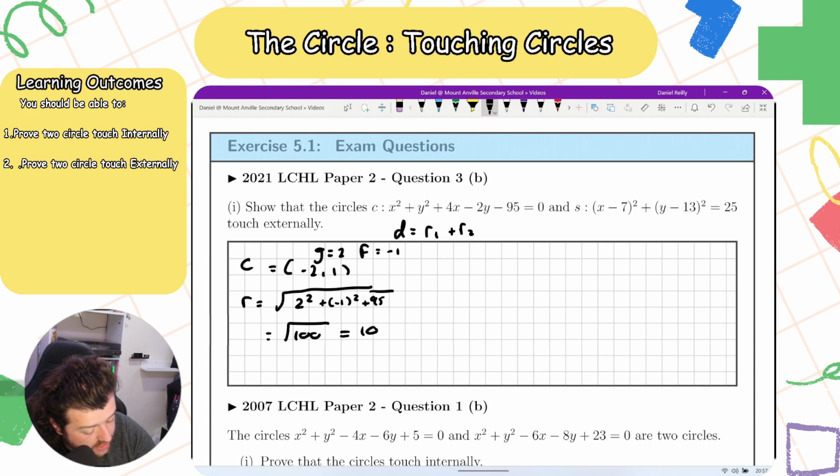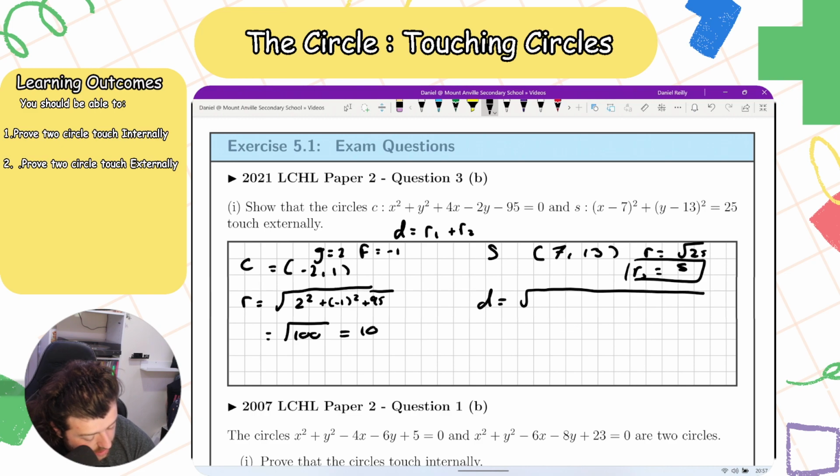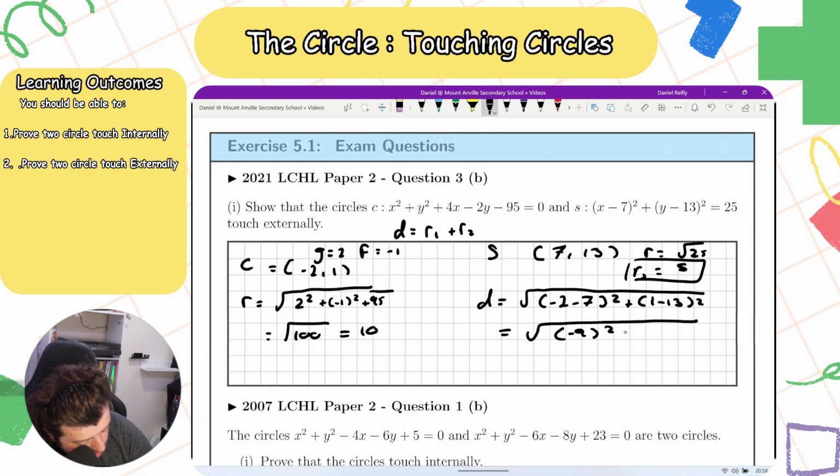Then this circle here, this is actually way easier. My center is going to be (7, 13) and my radius is going to be root 25, which is equal to 5. So there's my radius, r2. My center point, let's calculate my distance. My distance between the two center points is going to be equal to (-2 - 7) squared plus (1 - 13) squared. That is going to be equal to (-9) squared plus (-12) squared.